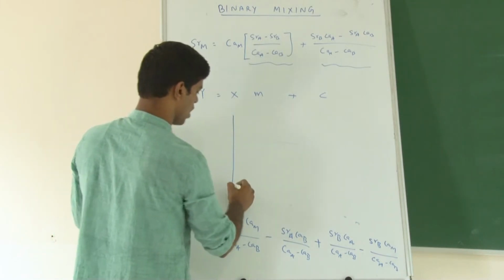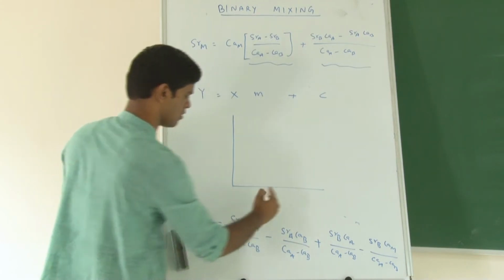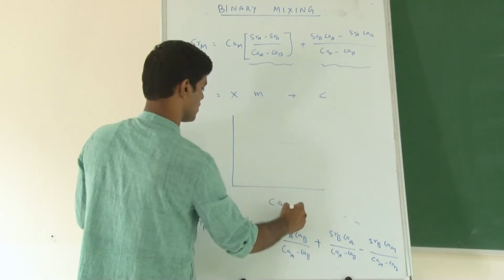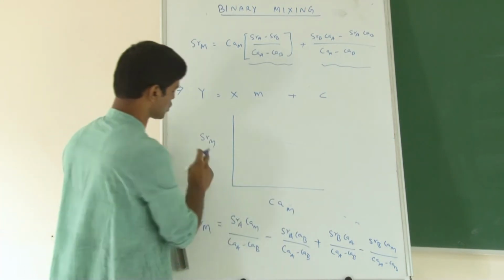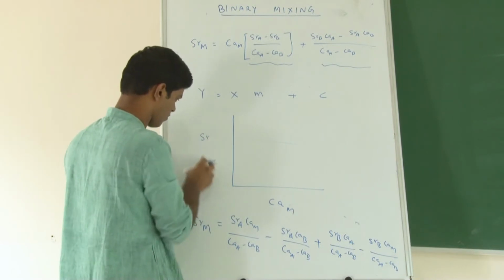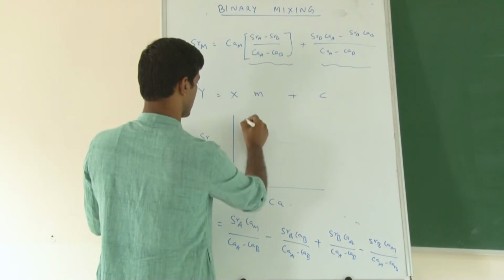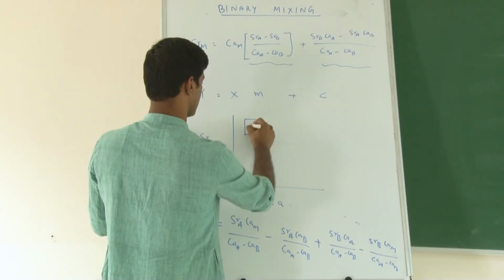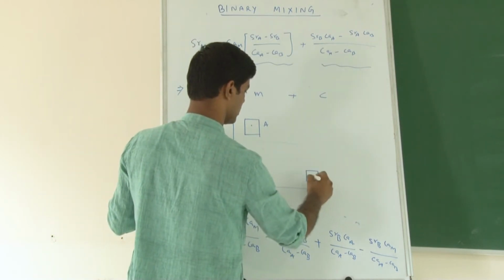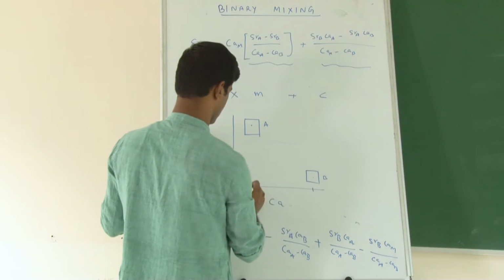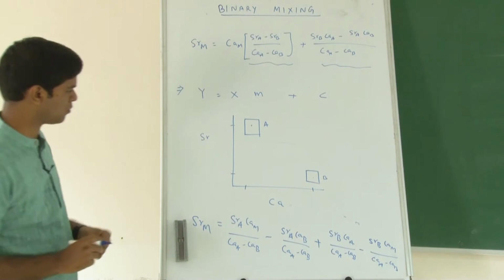So, now if you plot that, let us say you have calcium of the mixture, strontium of the mixture here, and let us say this is calcium and strontium. Let us say your source A is here, your source B has a composition, because you know the source A and source B compositions.